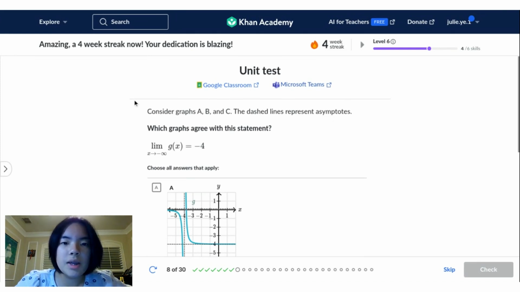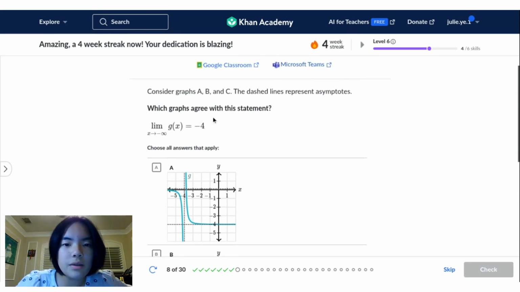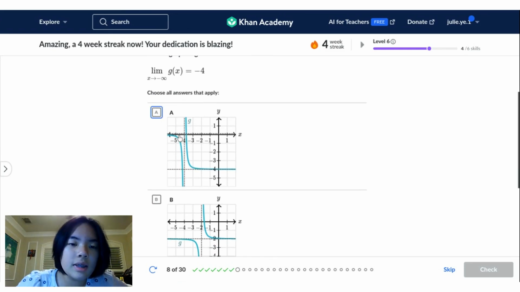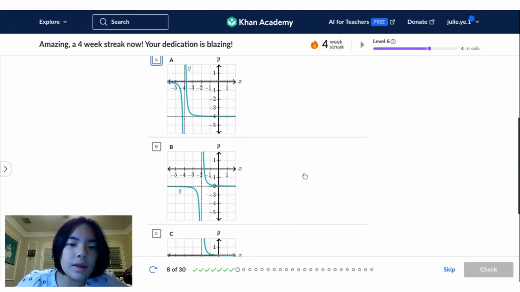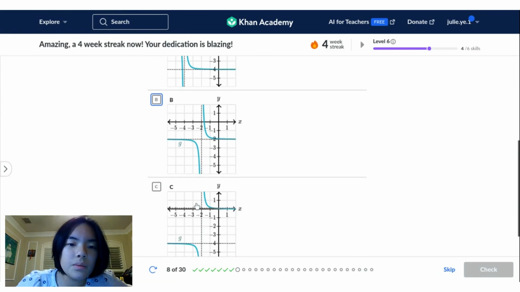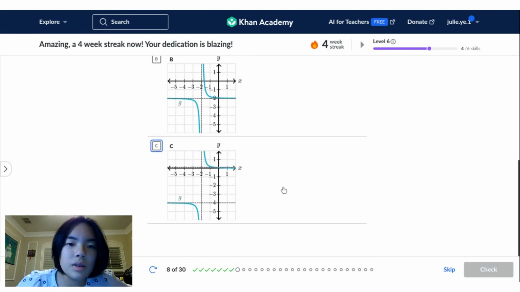Consider graphs A, B, and C. The dashed lines represent asymptotes. Which graphs agree with this statement? So we're trying to find where, as x approaches -infinity, it will equal -4. Let's see. Negative infinity. Nope. That one approaches -2. Looks like this one's the only one that approaches -4 as x goes to -infinity.